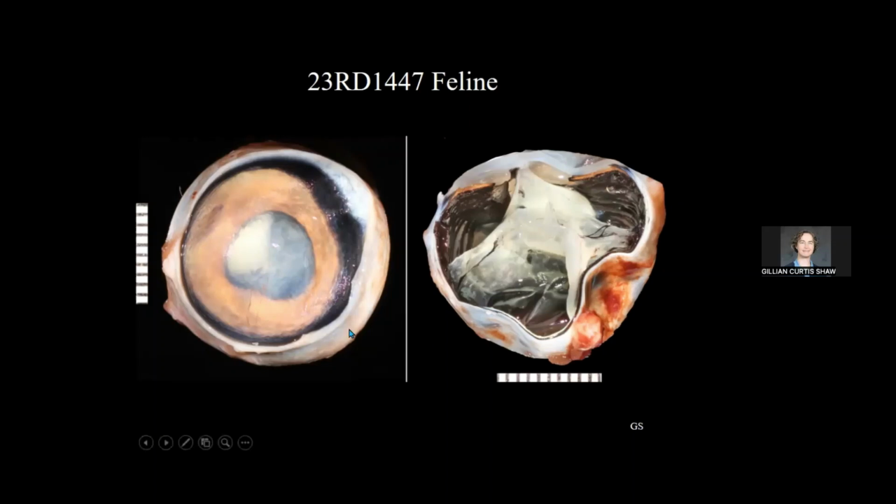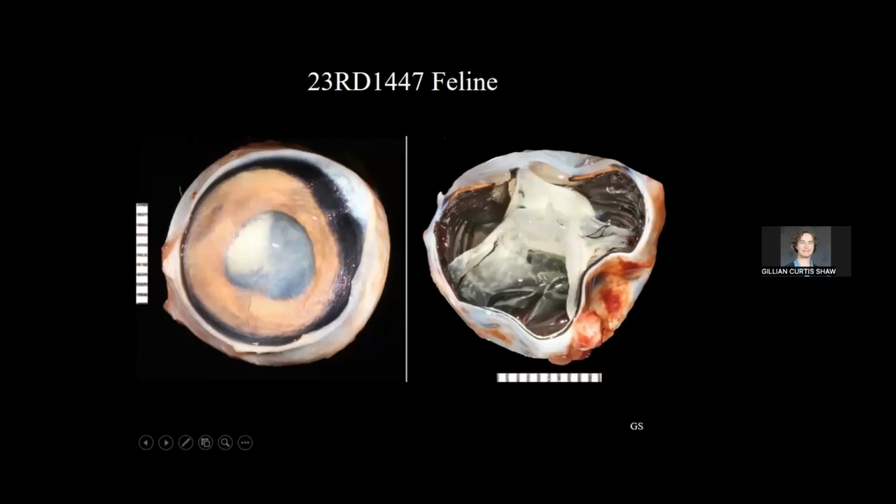So here's the eye. Right off the bat, you can kind of appreciate that the pupil is ever so slightly abnormally shaped. So it's fairly round up here, but it does have this little indent here. Inside the globe, you can see this opacity, which is probably the lens right here. And the cornea is vascularized. You can see some of those little blood vessels coming in from the periphery, and it's a little bit cloudy, so there's probably some corneal stromal edema.